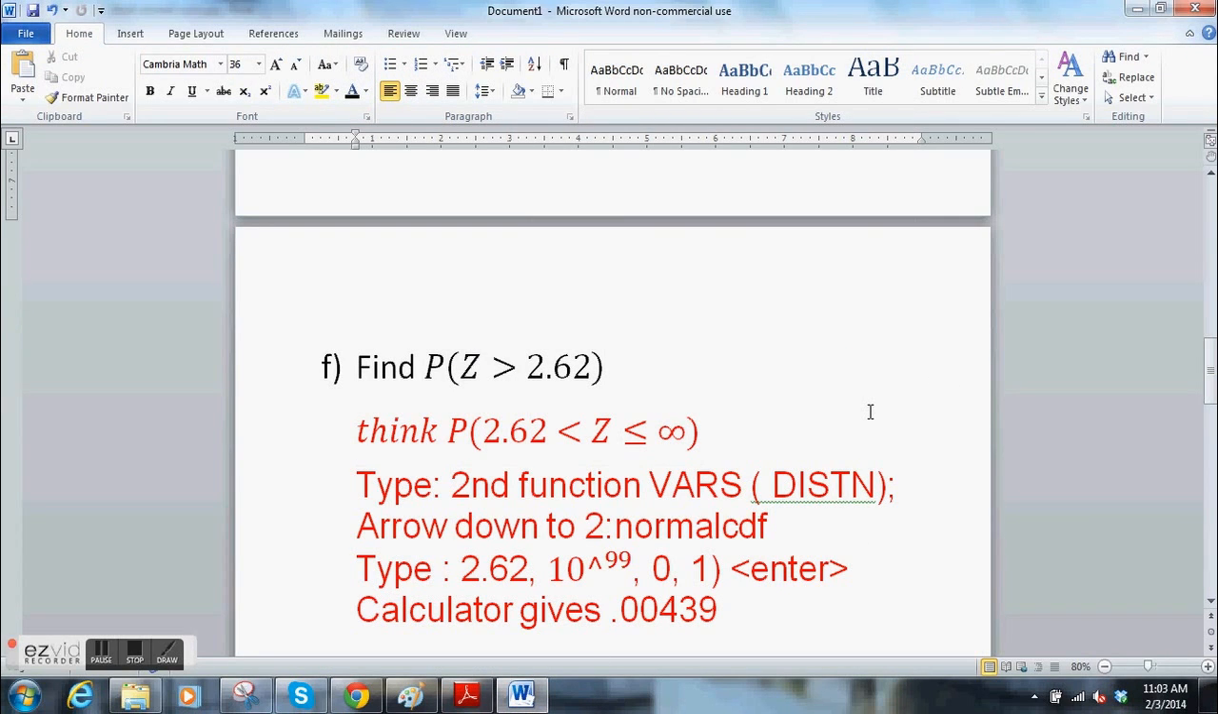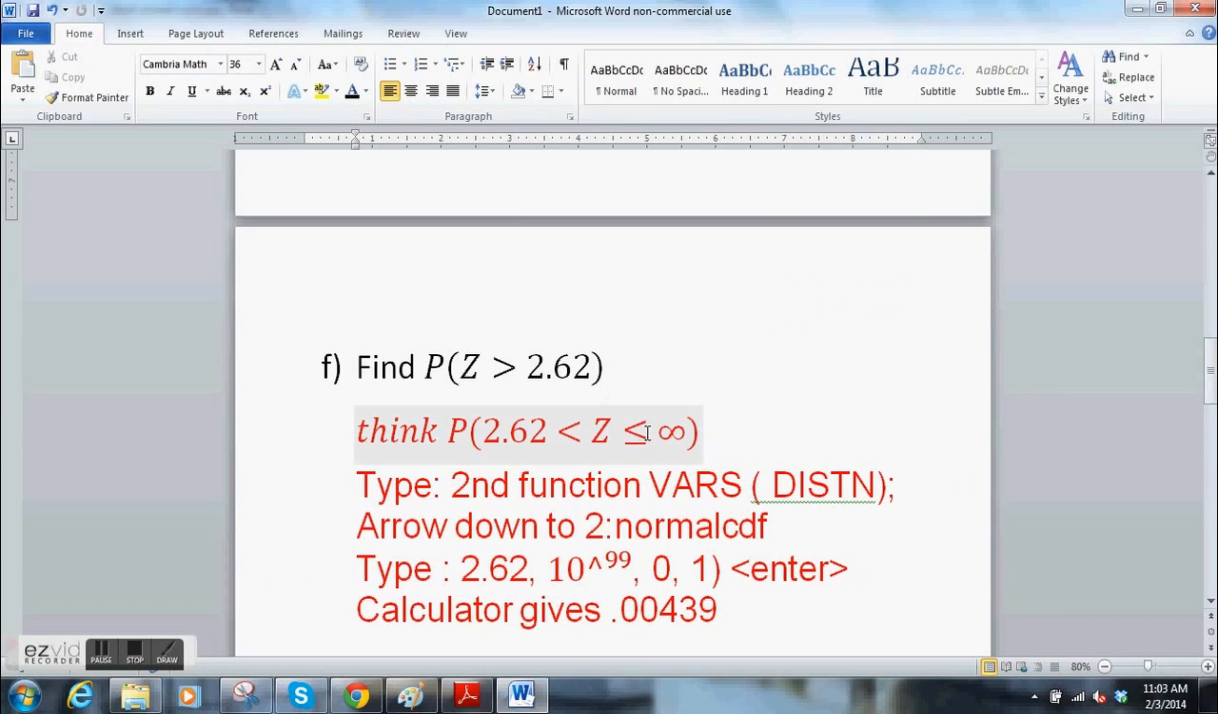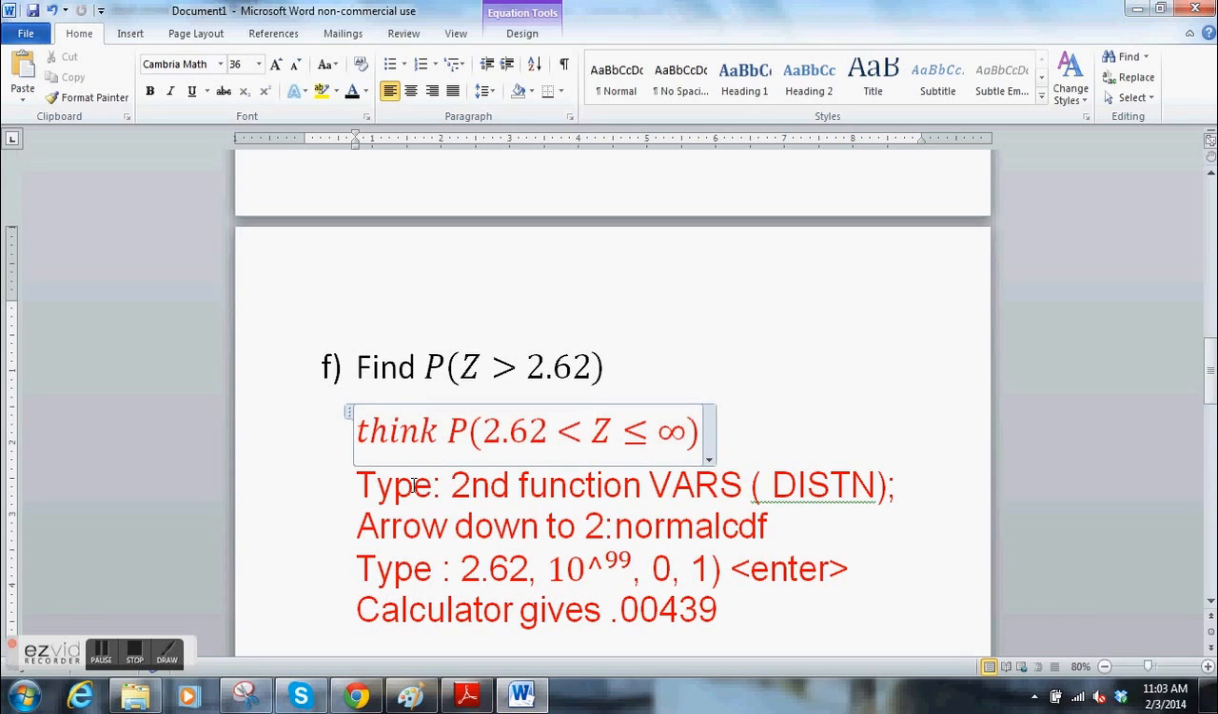So Z greater than 2.62. Again, you want to think about the two boundaries when you're using your calculator. So Z is between 2.62 and positive infinity. So it's everything from here up to positive infinity. And you could have less than. I just put less than or equal to. Sometimes I go back and forth. It doesn't really matter because it's the area of a line. So don't worry about this not being less than or equal to. So here's what you do. I write this in the margins of my paper, 2.62 and infinity.